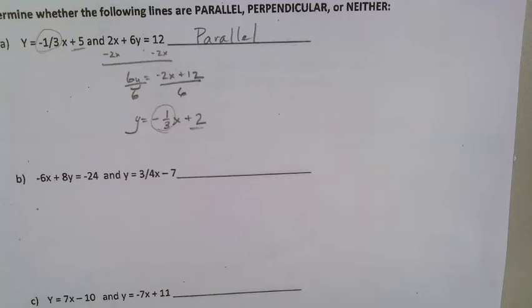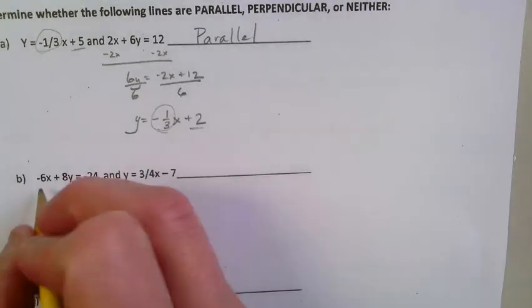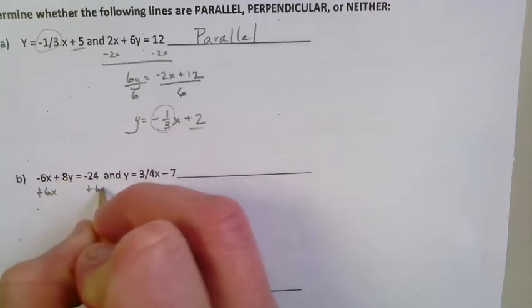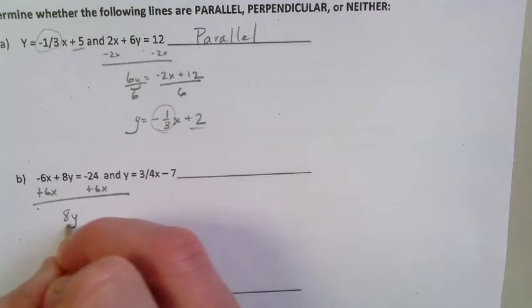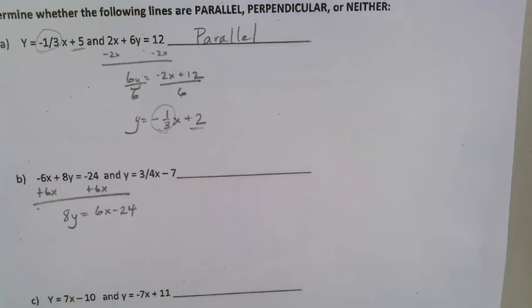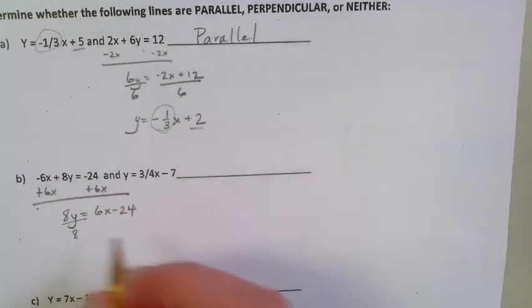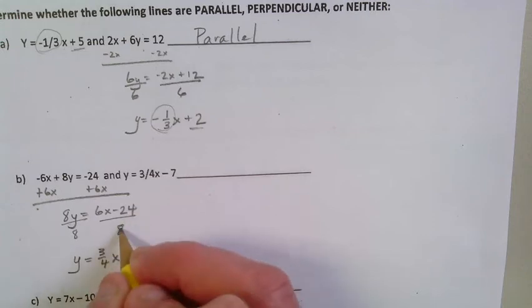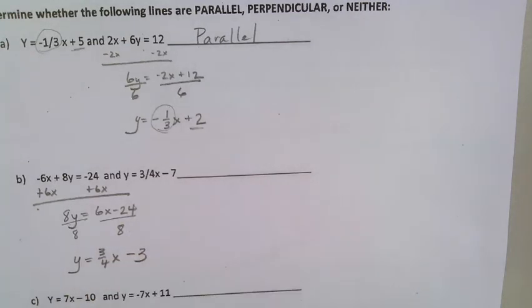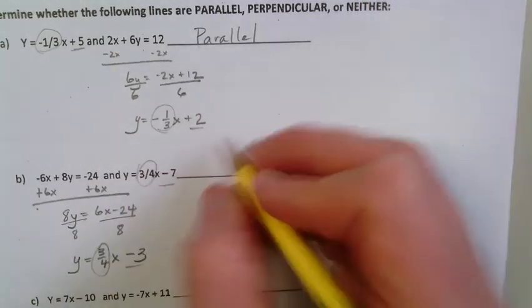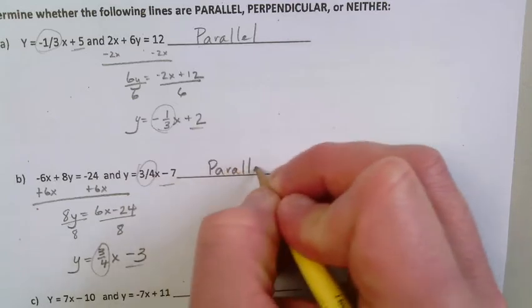For letter B, I'm going to do the exact same thing to solve for y. So the first step to solving for y in letter B is to go ahead and add 6x to both sides. Then from there, I'm going to go ahead and divide everything by 8. 6/8 becomes 3/4. 24/8 becomes 3. Now again, I notice I have the same slope and a different y-intercept. So this too is going to be parallel.